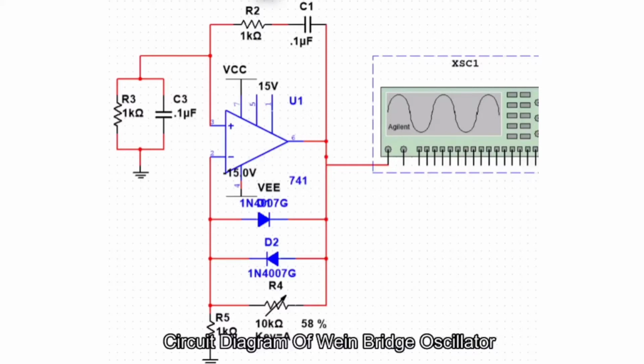But in electronics, the oscillator we care about is the electronic circuit that produces a periodic oscillating electronic signal, often a sine wave or square wave. The main principle of an electronic oscillator is to convert the direct current from the power supply to AC.